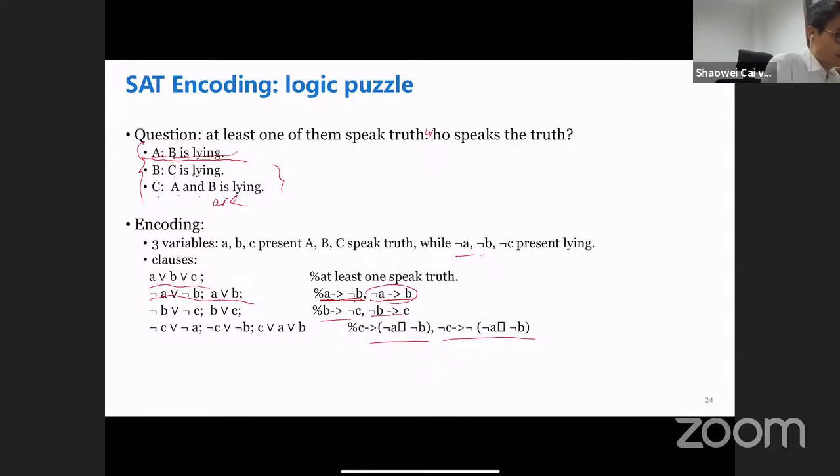And this is not in the form of a clause, but we can equivalently describe them in the form of clauses. The result is that A is lying, B speaks the truth, C is lying. We can have more complicated examples of logic puzzles, and we can solve all of them if we can encode them into a SAT formula.